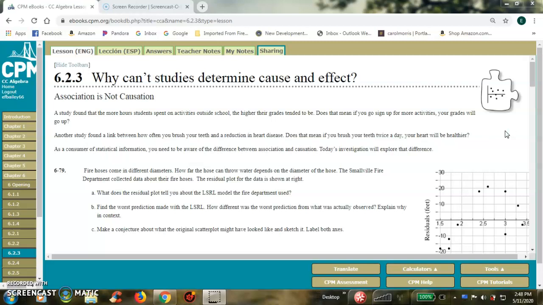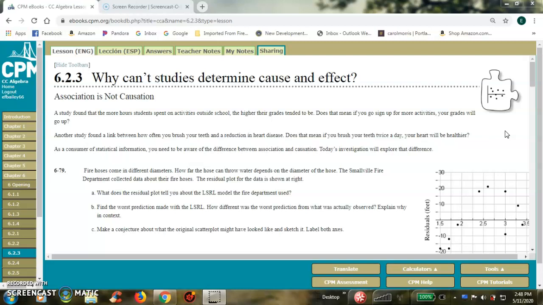Hey everybody, you can see by looking at the page here that we're going to do a little bit of work out of the CPM book today. What we're going to do is cover section 623 and 624, and I think they fit together quite well. And the idea here is just to, again, introduce you to some ideas in statistics.